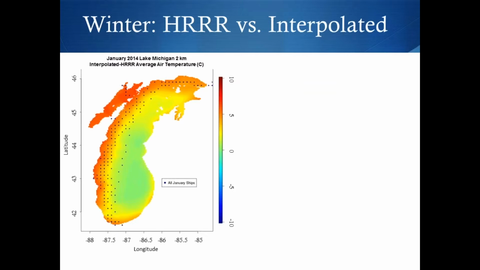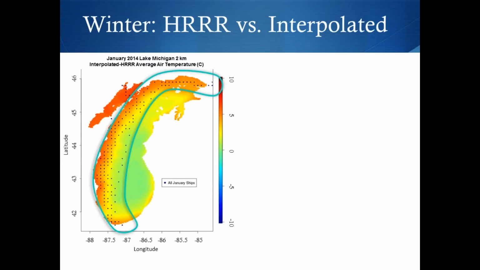Here we have a map of the January 2014 interpolated minus HRRR average air temperature over Lake Michigan. You can notice there's a lot of red and orange in the western and northern parts of Lake Michigan, and that's where you have the largest temperature difference between interpolated and HRRR. I've also overlain all of the January ship reports, and fortunately for us, they fall right along that large difference, so I have them highlighted here.